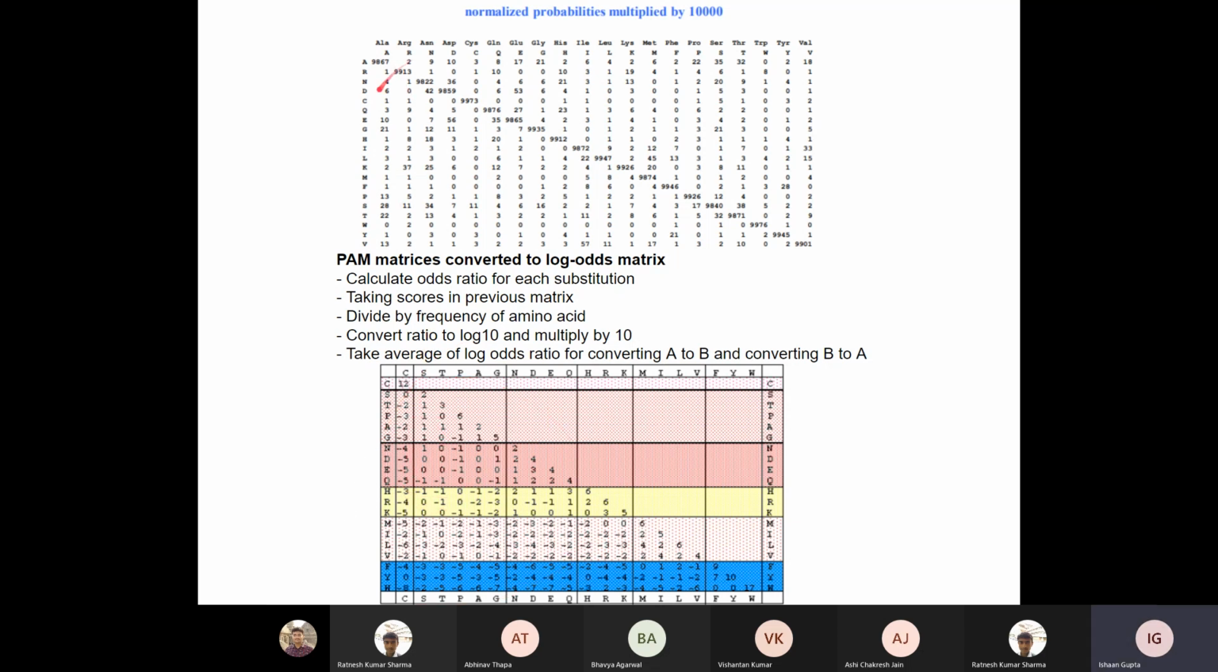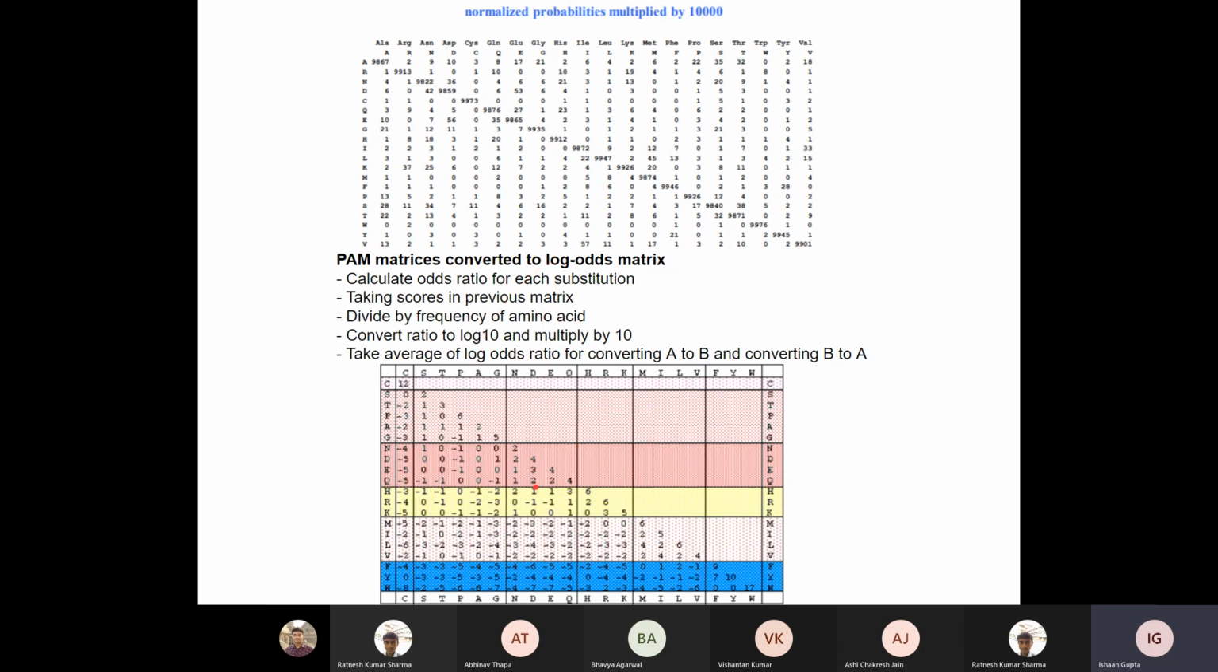So it will be, say, slight, not much difference here. So this value of A converting into R, let us say where is A? This is A, and where is R corresponding to A? See, R is here. So this value is approximately -2. So it's not exactly conversion of this matrix into this matrix, but this is how these matrix values are converted. You first make these kinds of probability matrices, calculate log odds ratios, and then adjust the values of those log odds ratios to get this kind of a matrix.